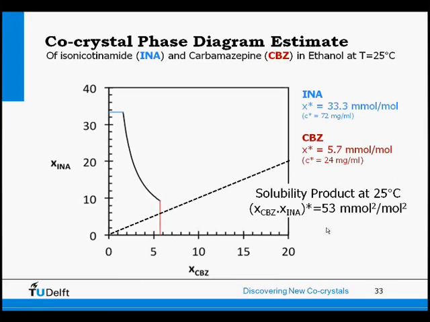And you see that the stoichiometric line does not really go through the co-crystal region. So if you would crystallize isonicotinamide and carbamazepine from 1 to 1 stoichiometric solutions, you would not obtain co-crystals from those solutions. You need solutions that contain about 6 times more isonicotinamide than carbamazepine.